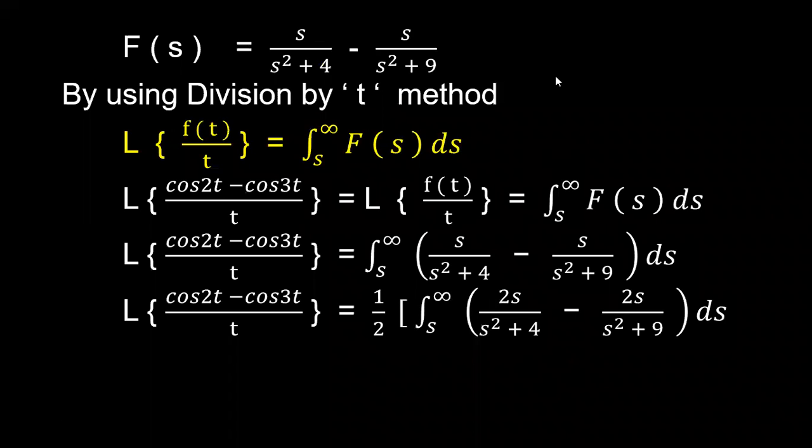Now we got the f of s. Now we have to apply this division by t method. Laplace transform f of t by t is equal to integration from s to infinity of f of s ds. So substitute the entire function in place of f of s: f of s is equal to s by s square plus 4 minus s by s square plus 9.